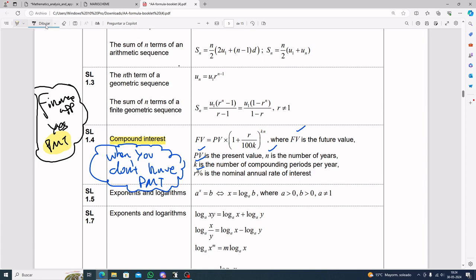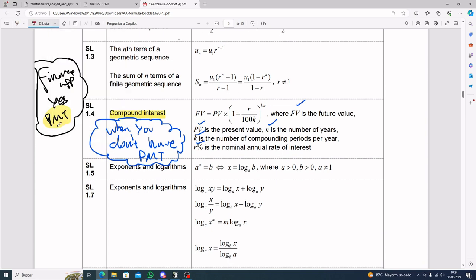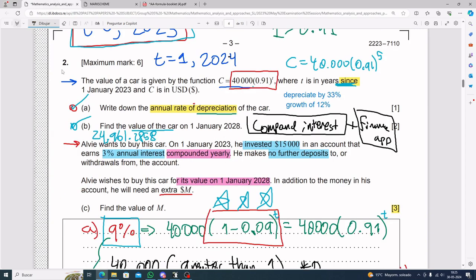And so PMT, I forget what the P, the M, and the T stand for, but I know that it's monthly payments. Technically, it's sort of like an additional monthly payment, right? For example, over here, our money is getting compounded yearly, right? And because he makes no further deposits or withdrawals, your PMT equals 0.